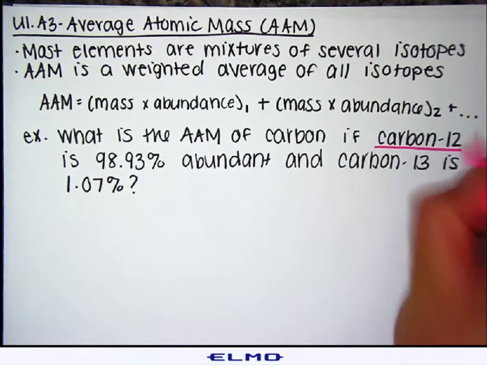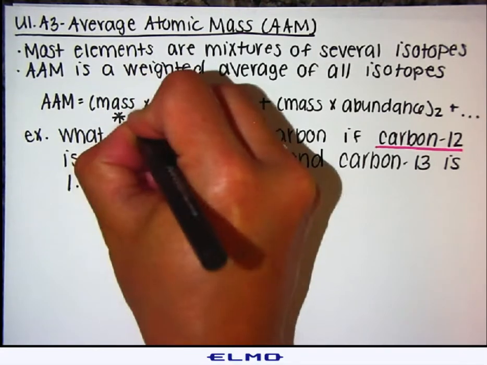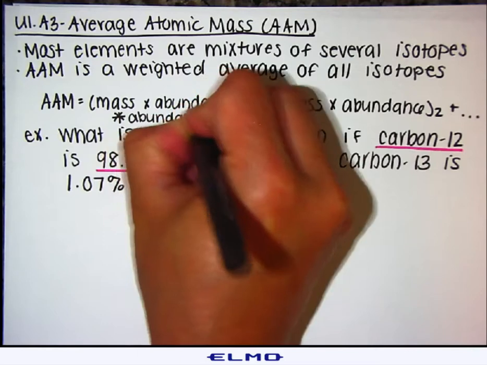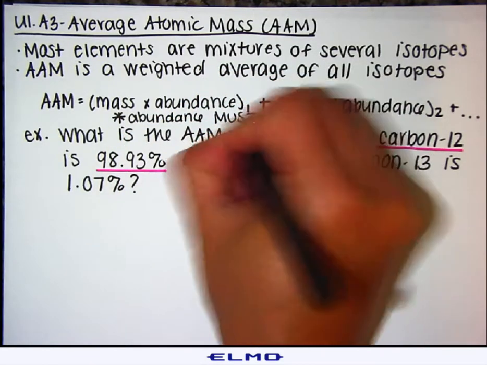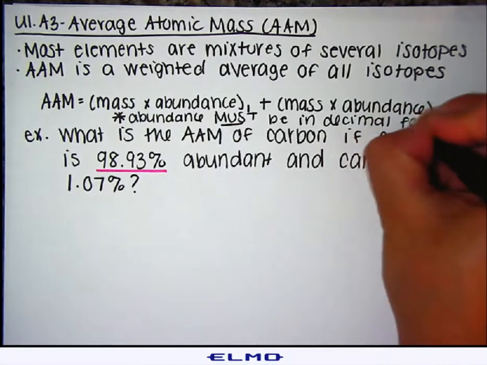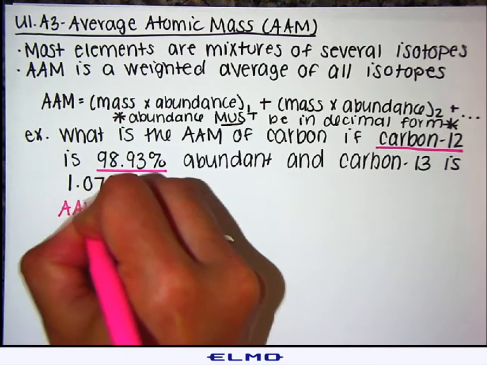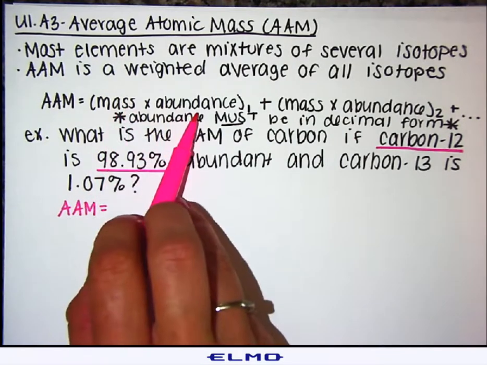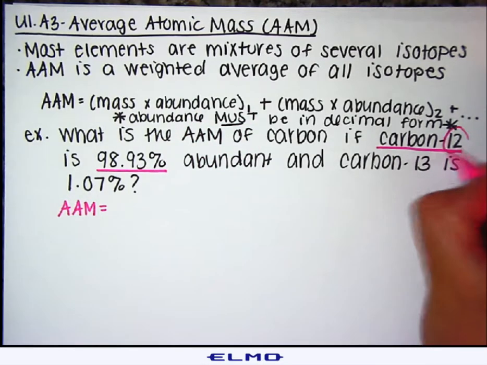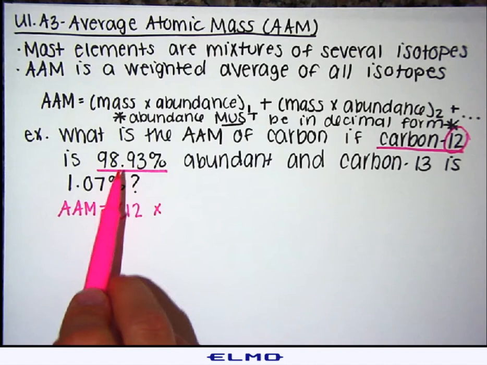So carbon-12 is 98.93% abundant. One thing I forgot to mention, abundance must be in decimal form. We don't want to work in percent form, we want to change that into decimal form. So average atomic mass is going to be equal to the mass times the abundance of the first isotope. My first isotope has a mass of 12, and I am going to multiply it by its percent abundance in decimal form.